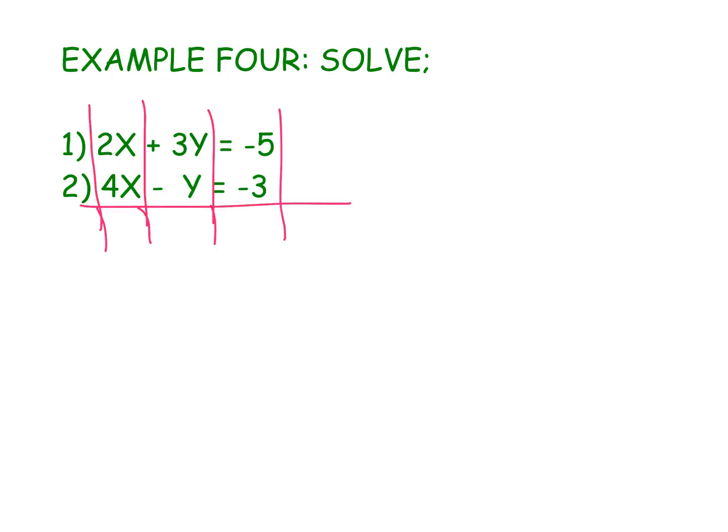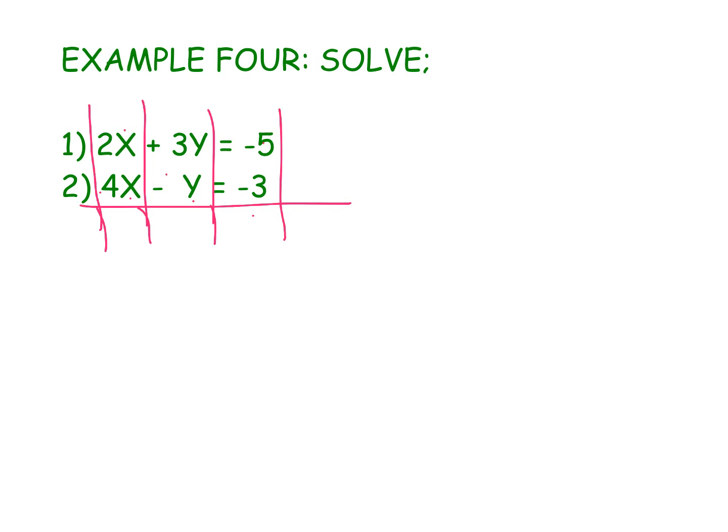Okay, so here's another example, and I've already made my columns. Remember the next step. The next step is to check to make sure that one of these columns is going to add up to 0. So the first column is 2x plus 4x, that's 6x. The next column is 3y minus y, that's still 2y. And the numbers don't count in this process. It's got to be the x or the y column that adds up to 0. So how can we fix this?